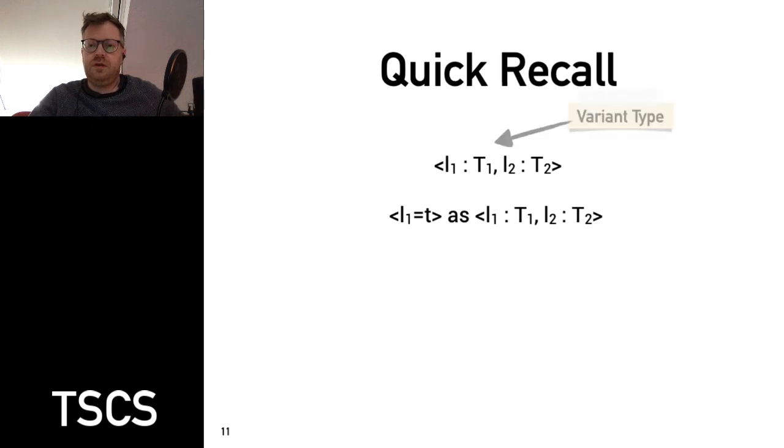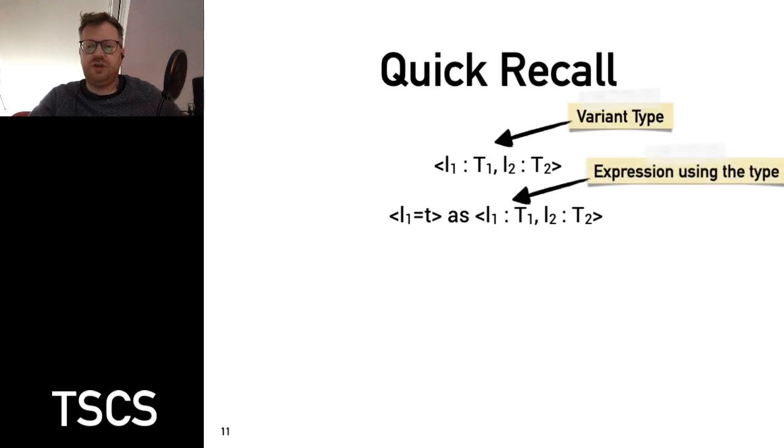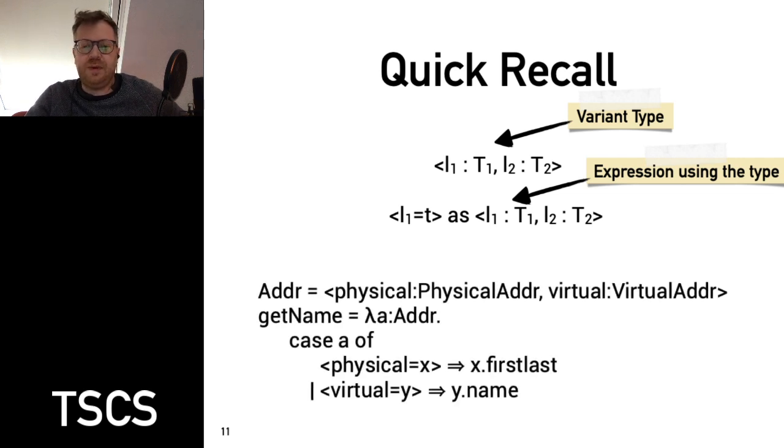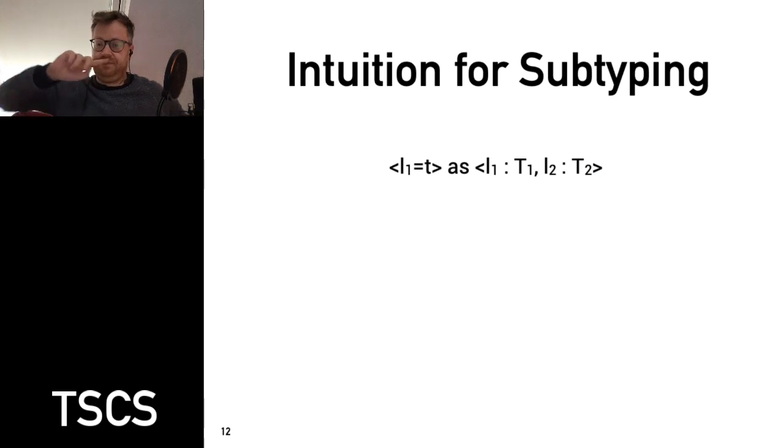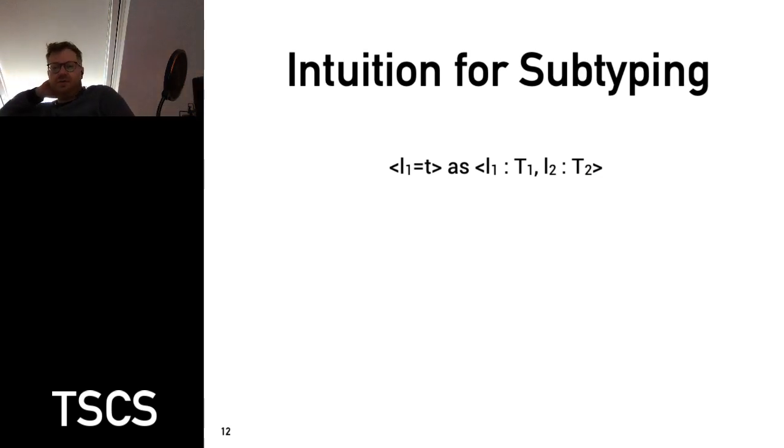So this is the variant type. This is an expression using the type. Remember that thing that we had, like get name of this address type. This is just to quickly recall how that worked. Good. So the intuition for subtyping now is a little bit different than for records.